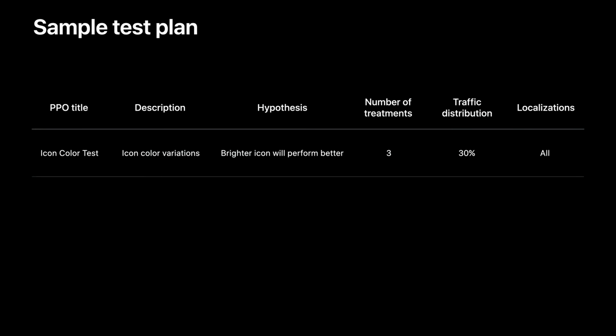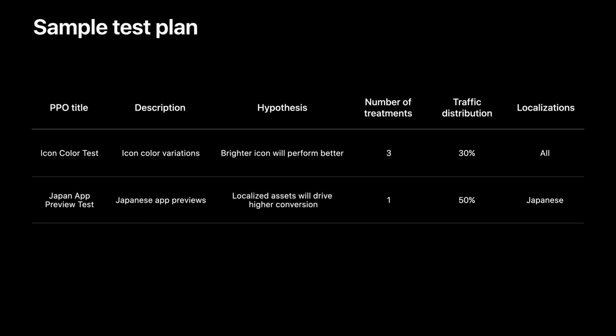The first sample test is an icon color test, where we want to test 3 color variations for the app icon versus the control. As icons are universal, we plan to test this across all locales. Our hypothesis here is that the brighter icon will perform better. The second sample test is testing localized app preview videos for the Japanese market. And our hypothesis here is that locally relevant assets will drive higher conversion. Since this is a market-specific test, the only localization we'll select here is Japanese.